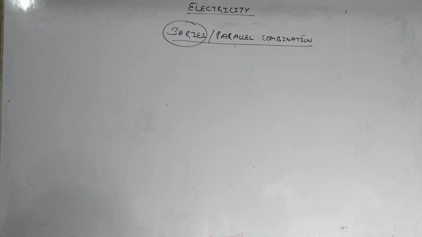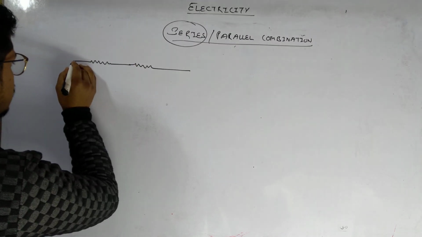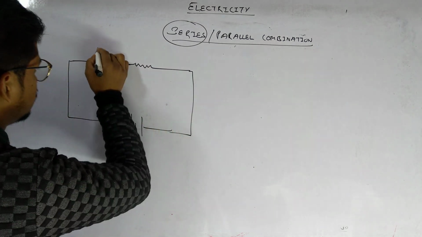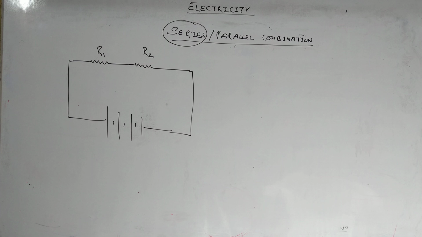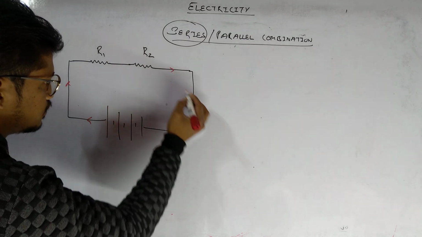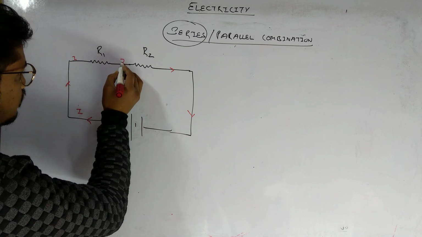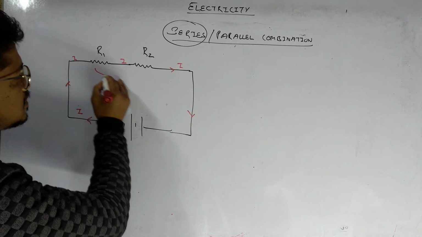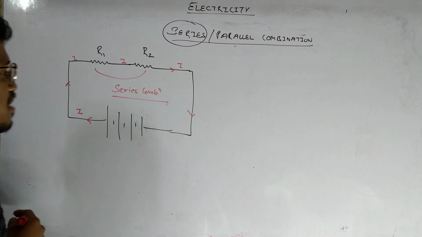So dear students, suppose that you have a circuit with 2 resistances. When a battery is connected, a potential difference is applied to this circuit. This is R1 and this is R2, and I applied a voltage. Suppose that current is moving from this direction to this direction. Suppose that I comes this way, so the same I here, the same I here, and the same I here. So this is a series combination.